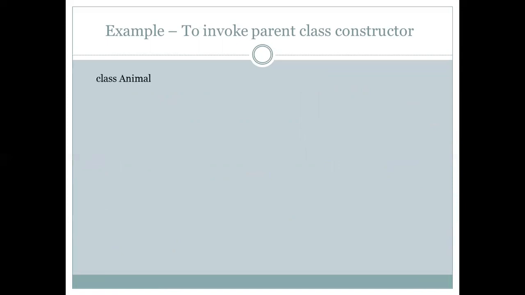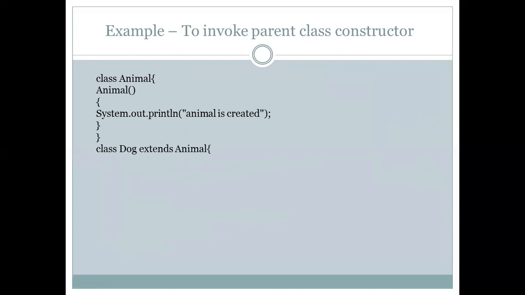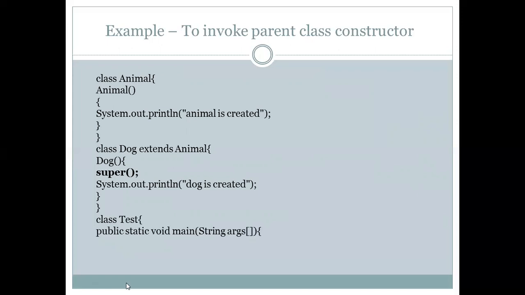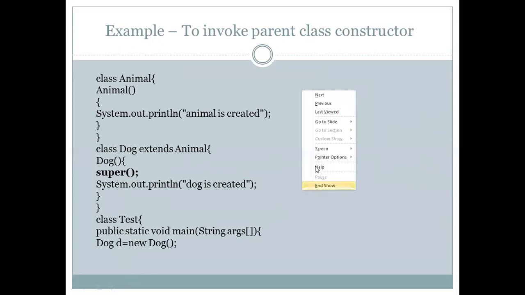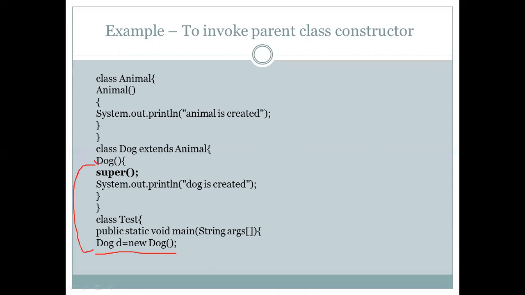Now let's see a similar example. In the animal class, which is the parent class, I am writing the animal constructor, which says animal is created. In the child class dog, I am again writing the dog constructor, which prints dog is created. Now let's see how this code works. In the main method, we are going to create the object of dog. When I create the object of dog, this will automatically invoke the dog constructor.